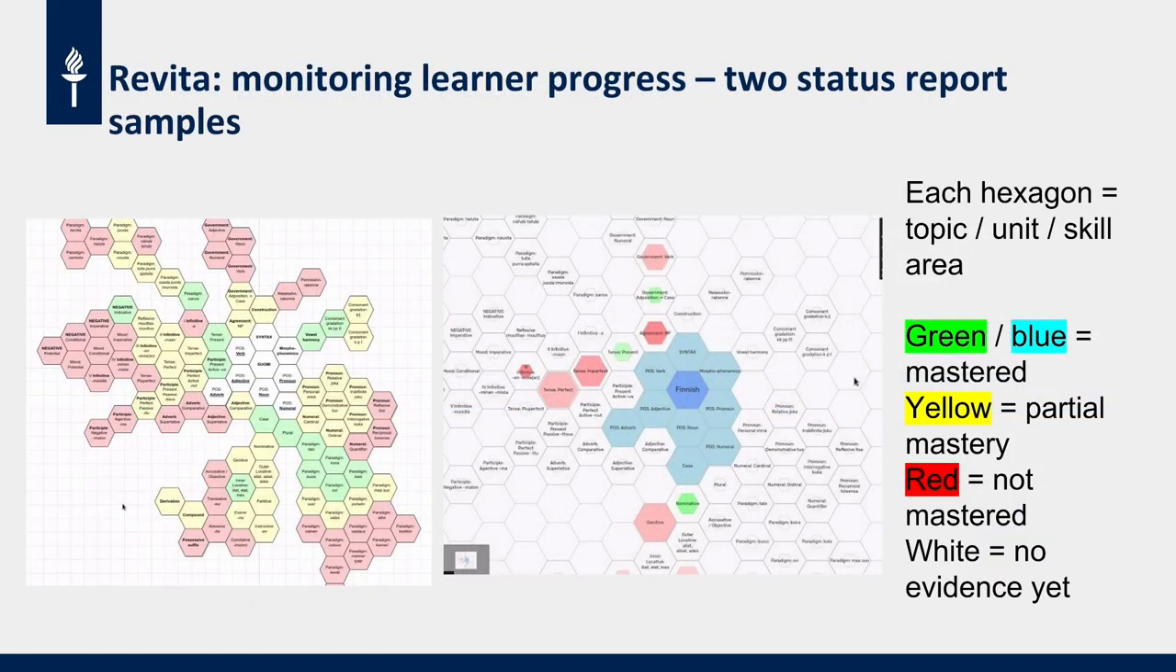And this is an example of how the Revita system currently displays feedback. This is on the right, it's a real one for a Finnish learner, because the system has been around for quite a while. It covers a number of different languages. English is just a new addition. So basically, you are shown which of the grammatical constructs you have actually mastered versus not yet by using different color coding. But you get the idea of how that kind of feedback over time can be shown to a learner.